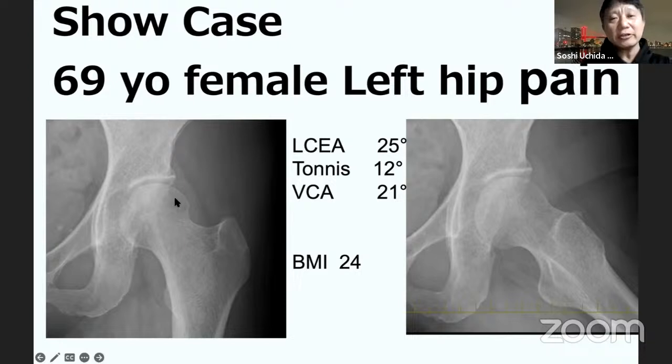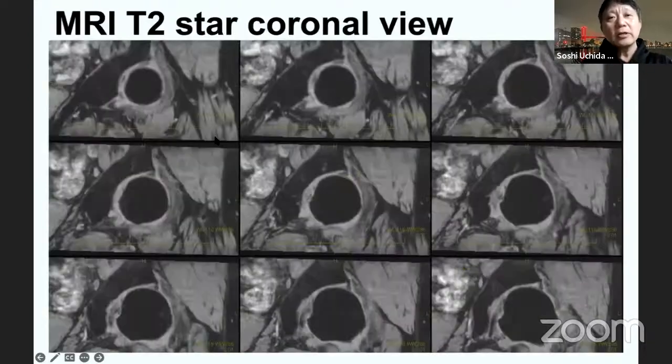You can see here the X-ray showed lateral center-edge angle 25 degrees, Tönnis angle 11 degrees, and the anterior center-edge angle is 21 degrees. The joint space looks healthy, suggesting borderline hip dysplasia. MRI, T2 star coronal view, showed an anterior superior labrum tear.